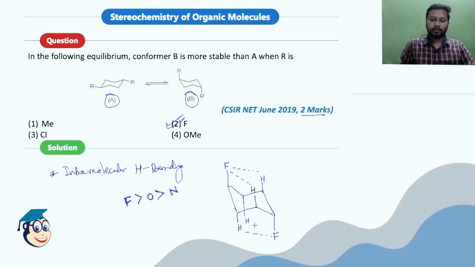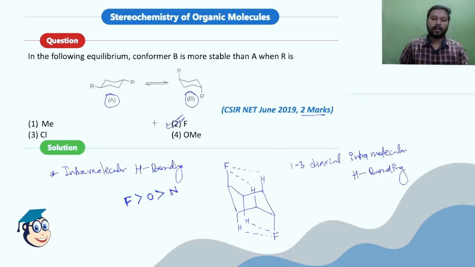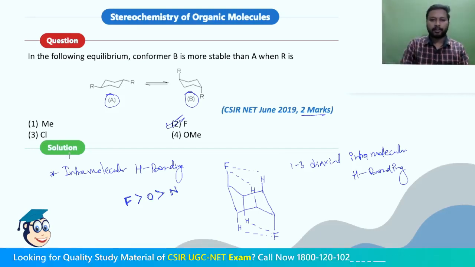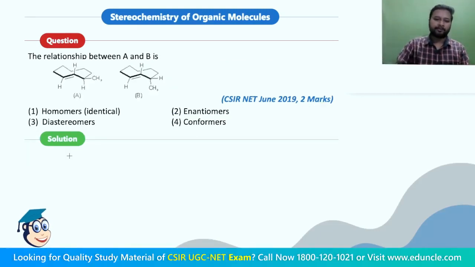Here also in the downside, we will call it 1,3 diaxial intramolecular hydrogen bond. So this is the reason for more stability of option number B. The rest of the others will not form intramolecular hydrogen bonding, and hence they will not form a stable product, right? I think this is clear, right? Let's go to the next one.